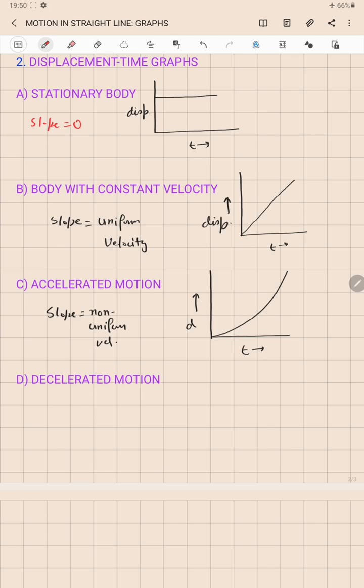It is non-uniform velocity because the body is covering unequal distance in equal intervals of time. So if we take these time intervals, in the first time interval 0 to 1, the displacement covered is this much, and in the next equal interval the body is covering this much. You can see it has increased, and in the next interval, look at the displacement covered, it is even greater. So unequal displacement, so it is a non-uniform velocity graph, a parabola in the upward direction.